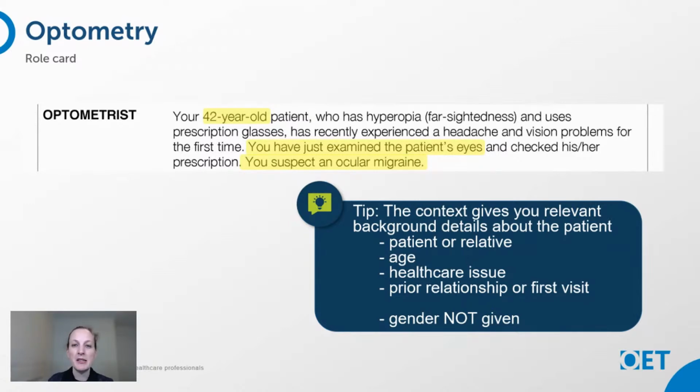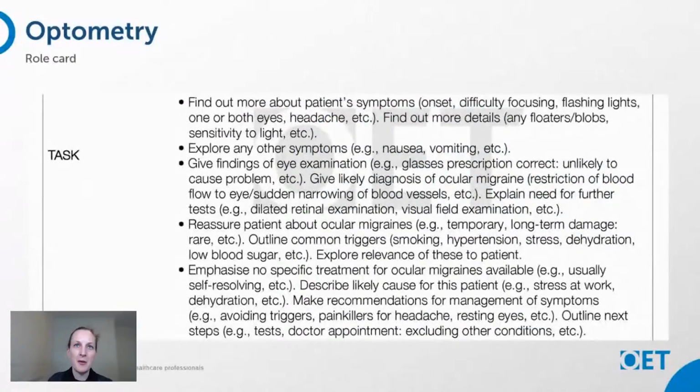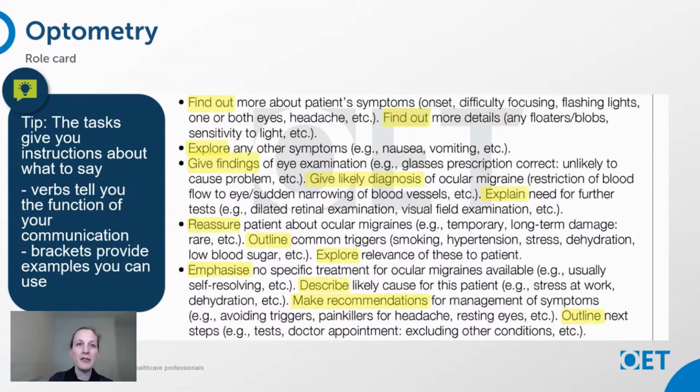Details about the patient's hyperopia, glasses, and symptoms also are included, as well as your suspicion that they have had an ocular migraine. So looking at the tasks now on the card, as I said, you do need to be careful about checking all of the verbs very carefully. These tell you what you're going to be doing in your communication. Also pay attention to the information given in brackets, which give you examples of how you can complete the conversation. The tasks on this card show a balance of gathering information by asking questions about the patient's symptoms and giving information about the likely cause of their symptoms and how to manage these symptoms in the future.